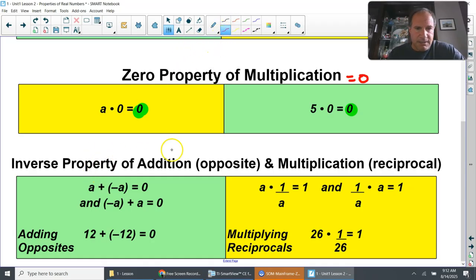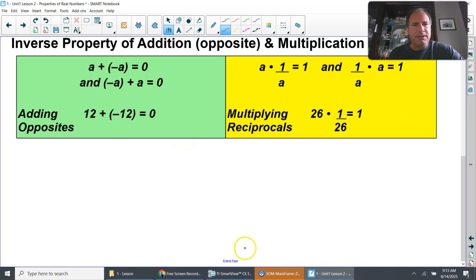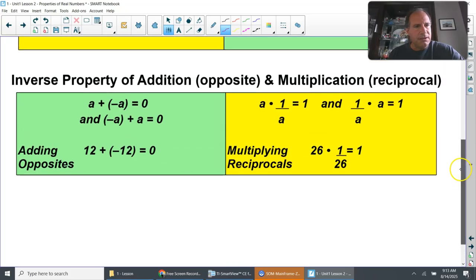This one is a little bit more difficult, and a lot of people do forget it. The inverse property of addition, the opposite, and multiplication is the reciprocal. So it's a little bit confusing. For the addition part, we're adding opposites and it equals 0. It's not the zero property. Zero property is only for multiplication. So this is called the inverse property because you're adding the opposite to whatever is existing first. So a plus negative a is the opposite of a, and that equals 0. This is called the inverse property.